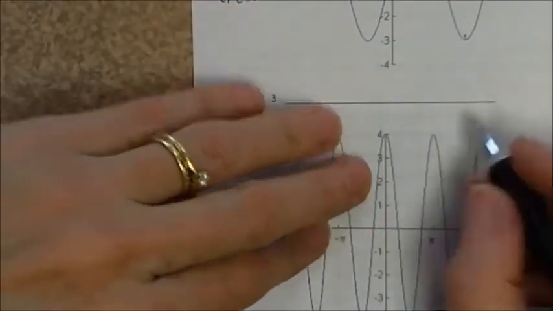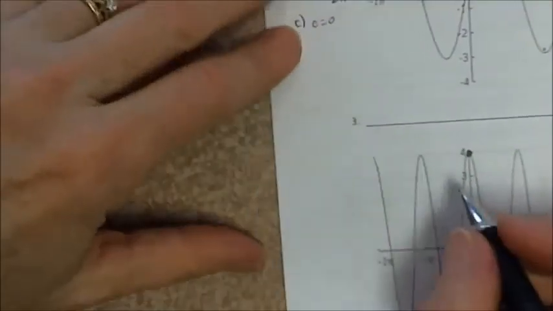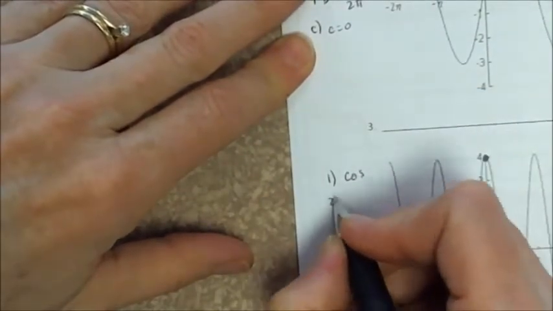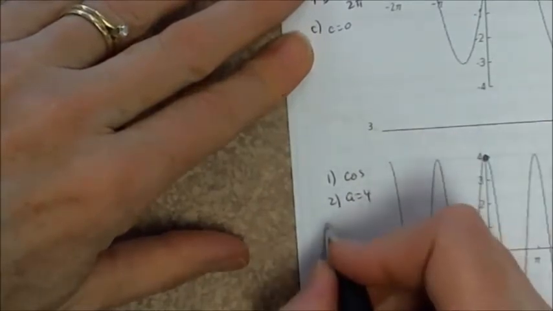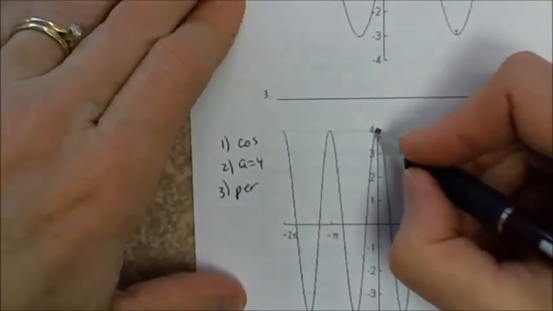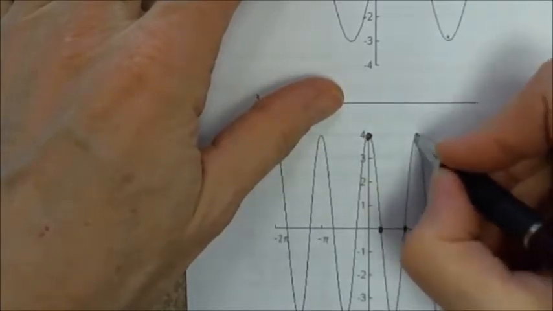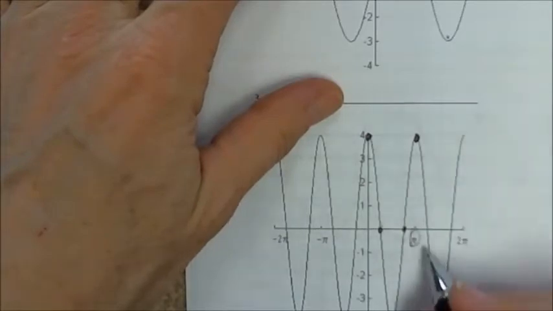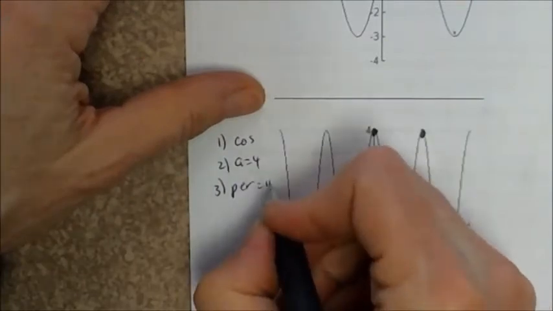The next one, this one starts way up here on the y-axis at 4. So since it doesn't start at the origin, we know step 1, this is a cosine curve. Step 2, the amplitude is 4 because that's the highest point. Step 3, what is the period? Well, how long does it take to get through max, 0, min, 0, max? Remember, a full period has 5 major points. Well, here's the period. It takes pi radians to get through that. So the period is equal to pi.